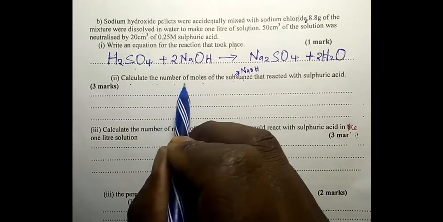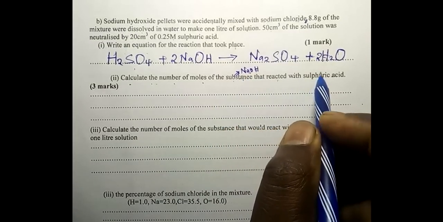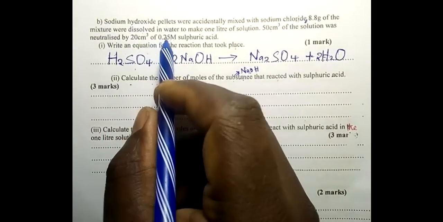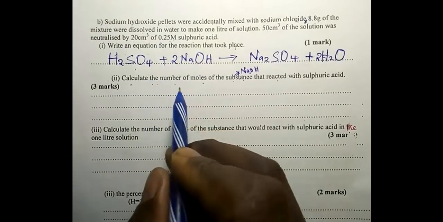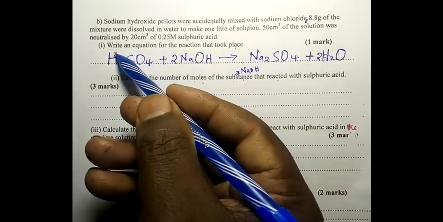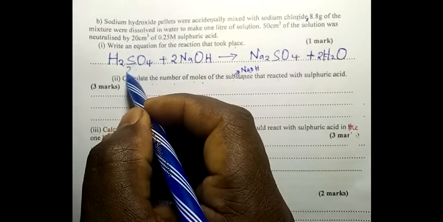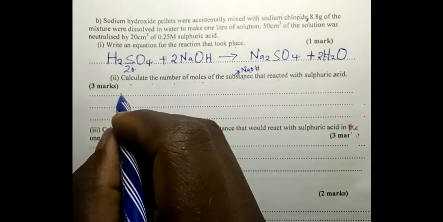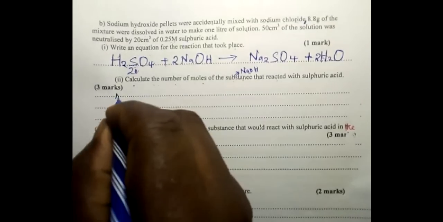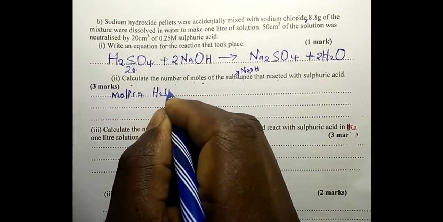So we know now the substance is sodium hydroxide. We want the number of moles of sodium hydroxide that reacted with sulfuric acid. We don't have the concentration of sodium hydroxide, but now we know the relationship with sulfuric acid using this equation. So we will start from what we know, the known to the unknown. We know that 20 centimeters cube reacted with it. So we start there, that we have the molarity of sulfuric acid. So moles of sulfuric acid first. That's what we know.